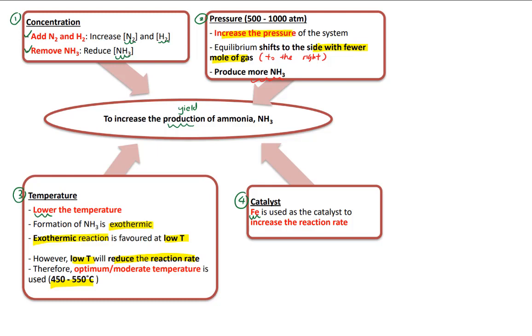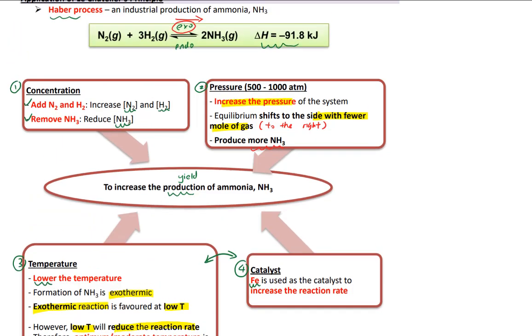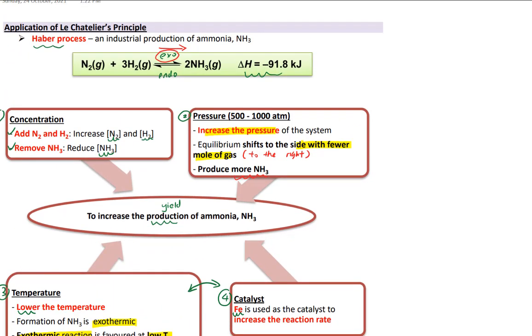Usually I would suggest that if the question is asking you to suggest one of the factors or one of the ways, you can use concentration, you can use pressure, you can use temperature. But if you are using temperature, you need to combine it with a catalyst. So you use a lower temperature, but at the same time, you use the catalyst to increase the rate. That's it for the Haber process.